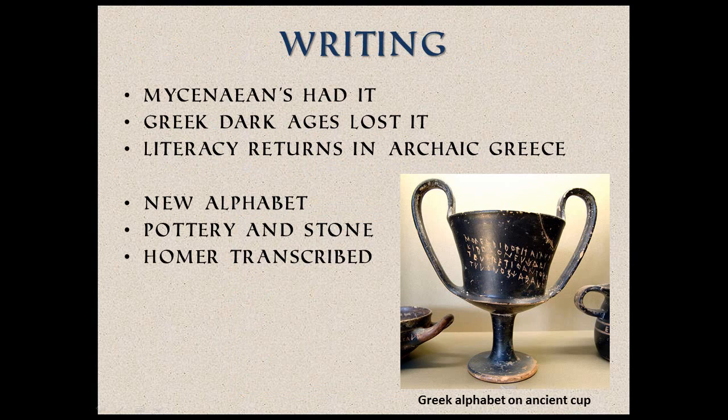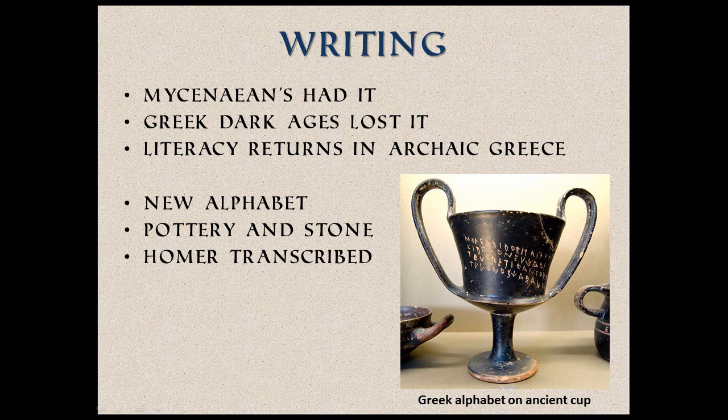If you remember a little bit ago, I said the key aspect of the Dark Ages is the absence of writing. And in the period before the Dark Ages, the Mycenaeans had writing. And now it's back again in Archaic Greece. So the Mycenaeans had it, the Greek Dark Ages lost it, and now it's back in the Archaic Greek world. But this is not the writing system of the Mycenaeans. It's a new alphabet, probably borrowed from the Phoenicians. Probably borrowed but expanded upon by the Greeks.